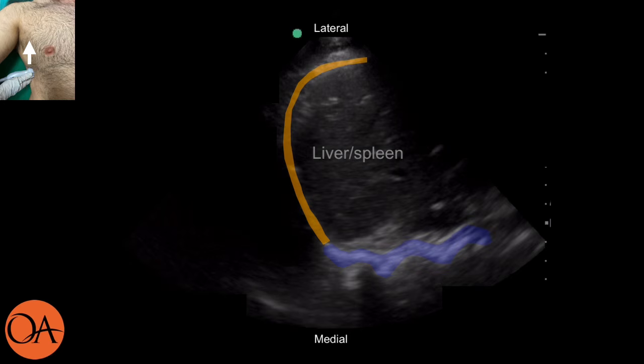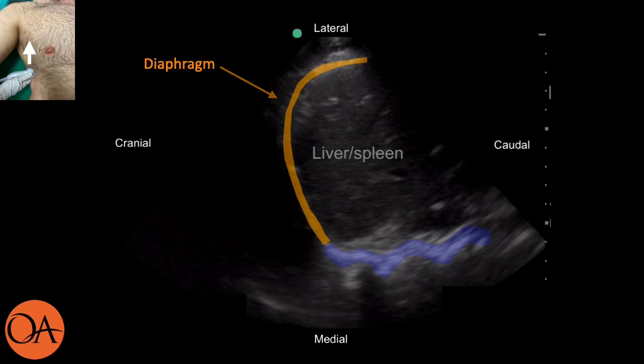With the probe set to a non-cardiac preset such as abdominal or lung mode, the screen indicator will be on screen left. Since the ultrasound probe's indicator should be pointing cranially to obtain this view, that means the left side of the screen will show cranial structures and the right side of the screen will show caudal structures.